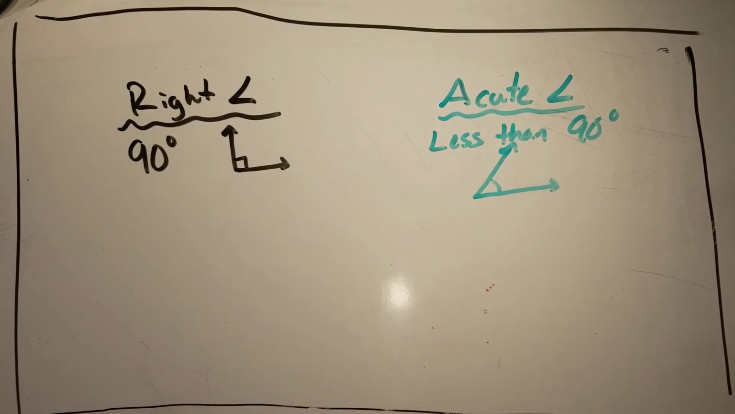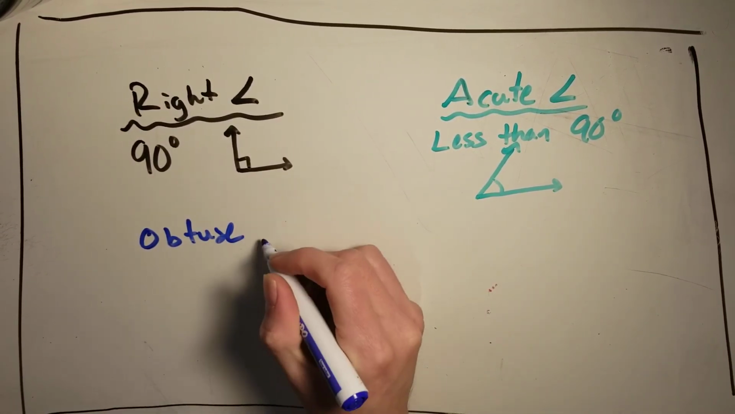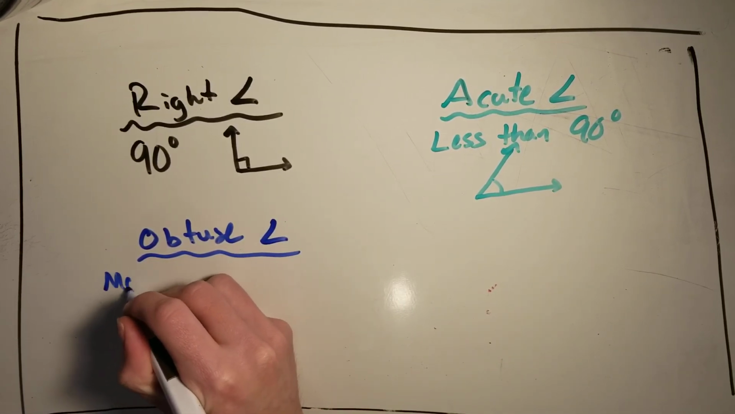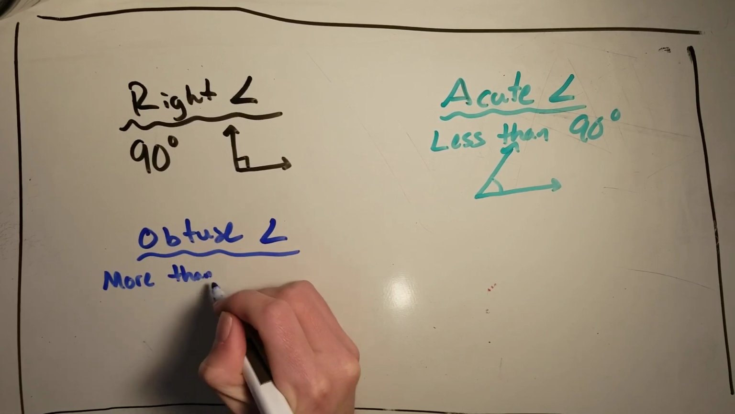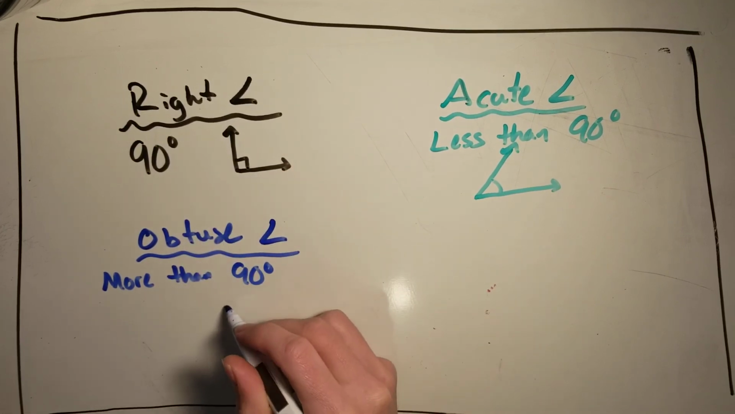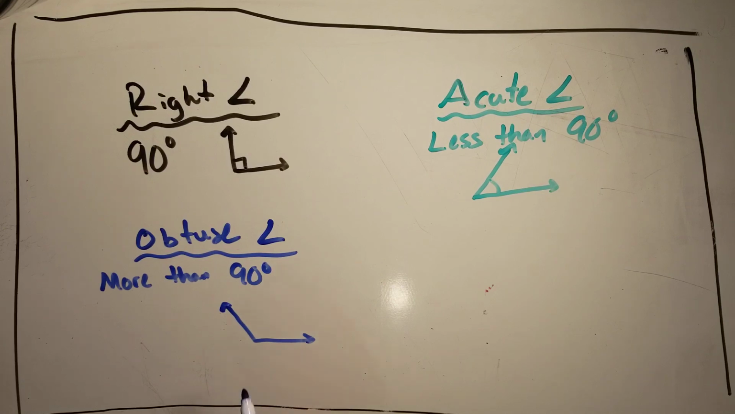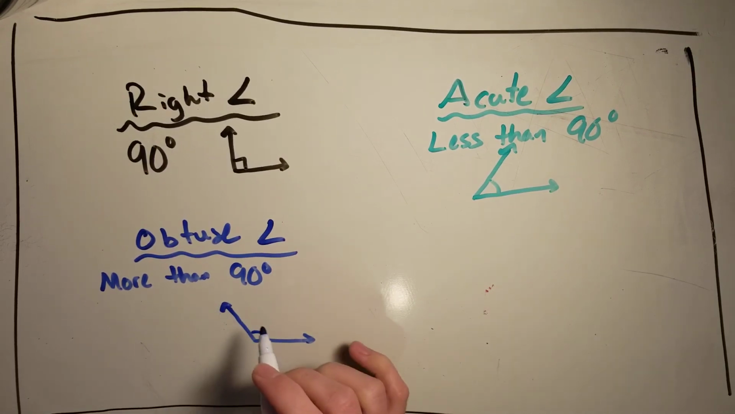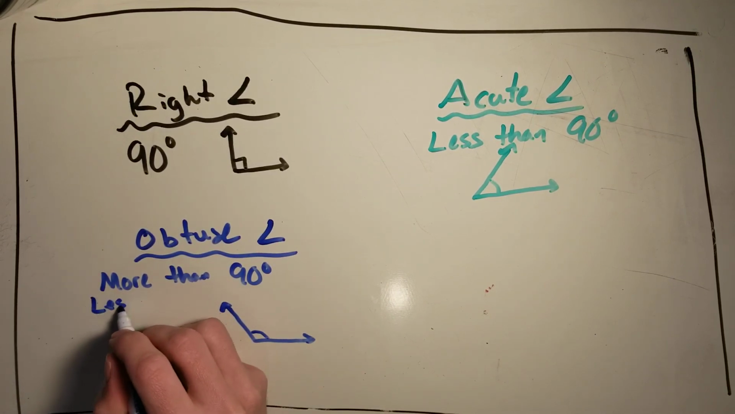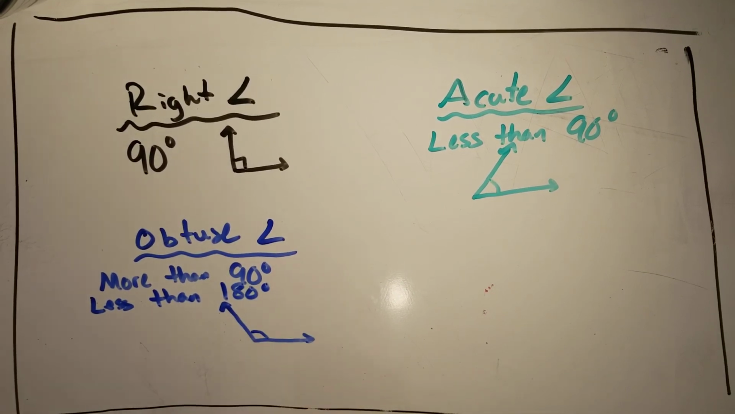An obtuse angle is up next. An obtuse angle has a measurement that is greater than 90 degrees. So instead of being the right angle, now you've gone more than the 90-degree turn. This would be your angle. So more than 90, but we also have another restriction to be obtuse. You have to be less than 180 degrees. It's another restriction.